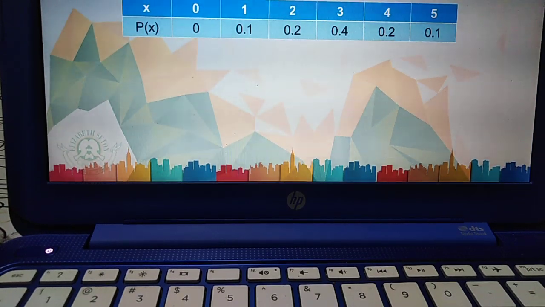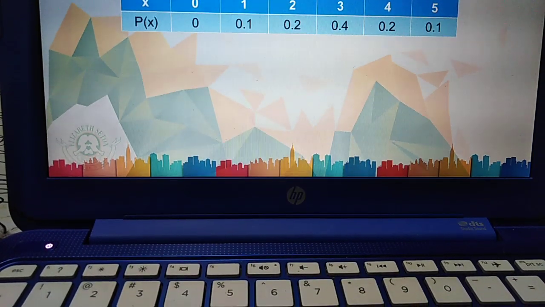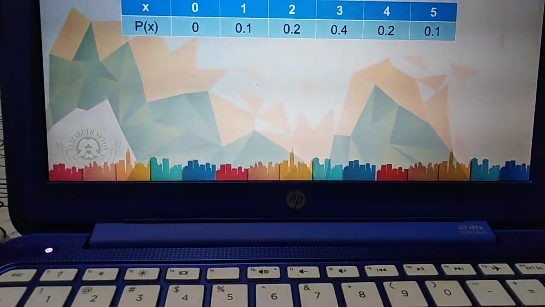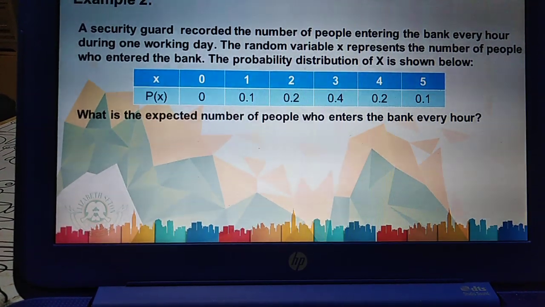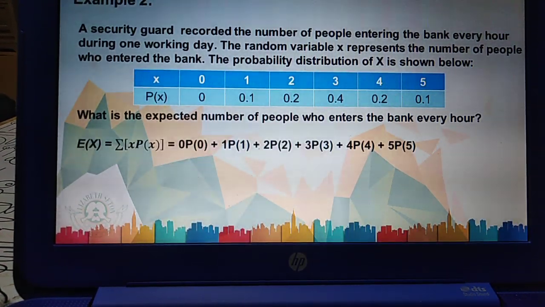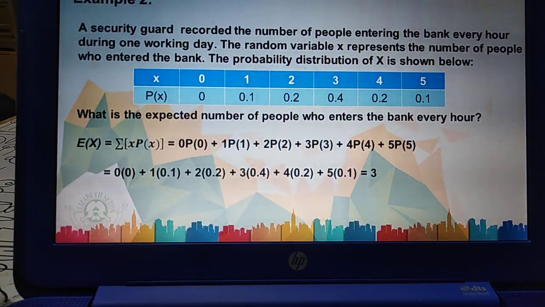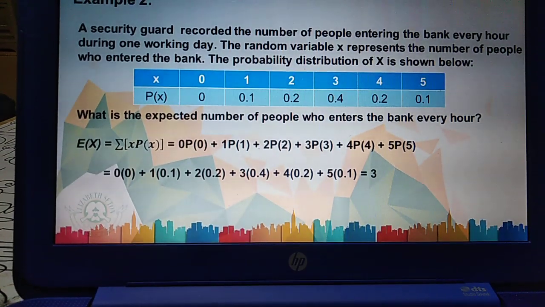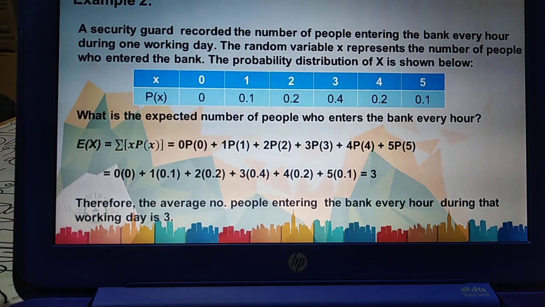To get the expected value, we only add the sum. We get the sum of all the products of the random variable with its probability. So we add everything up, and substituting, we get 3. The conclusion that we can now make is there were 3 persons. The average number of persons entering the bank in an hour is therefore 3.